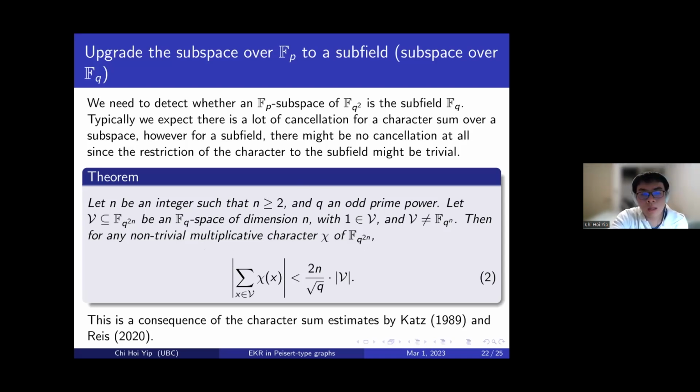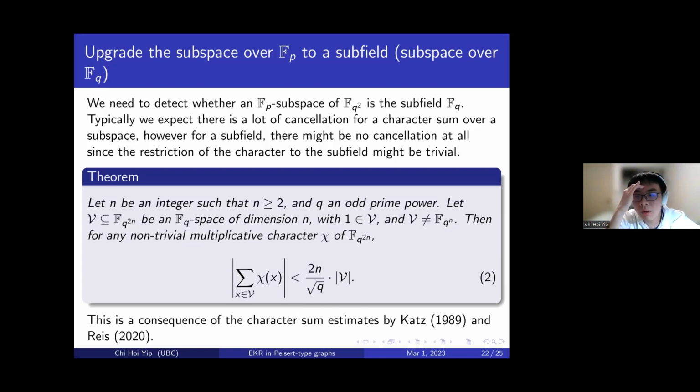Essentially, it says that if we have a subspace with the right size, but it's not given by a subfield, then for any non-trivial multiplicative character chi, the character sum over the subspace V must have some non-trivial cancellation, provided that q is large. Here we need this factor 2n over square root q to be less than 1, otherwise this estimate is trivial. This is a consequence of the character sum estimate by Katz and Ritz.